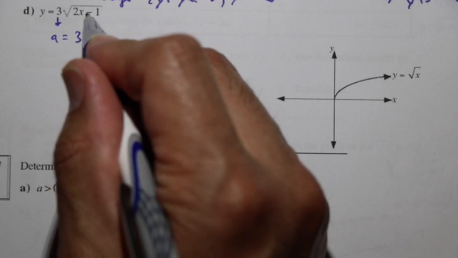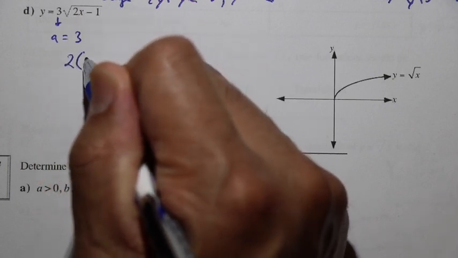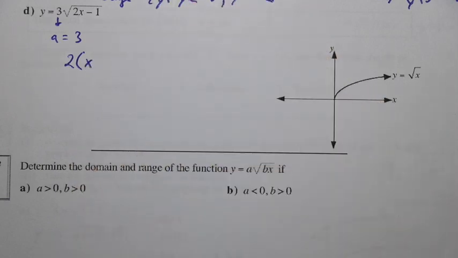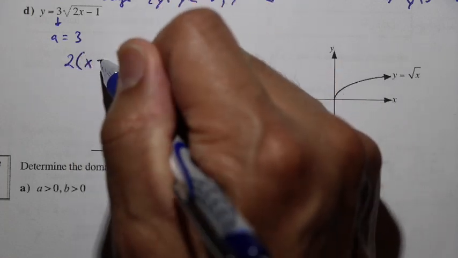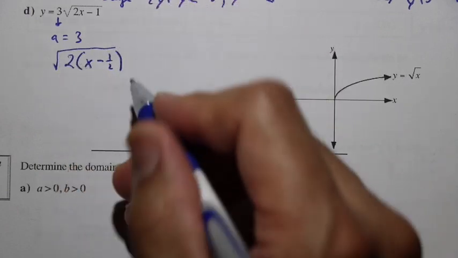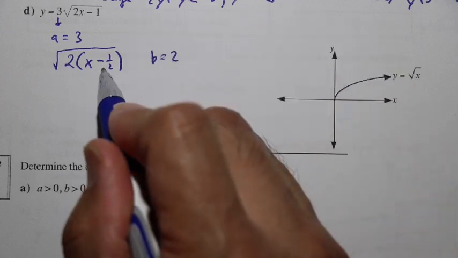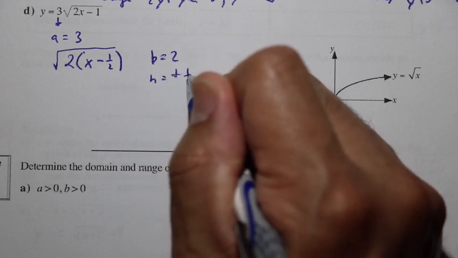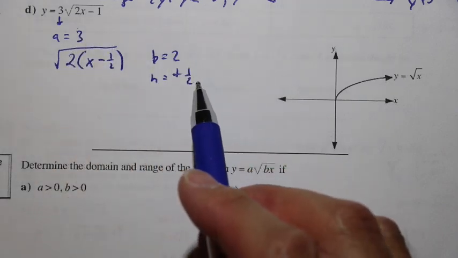And now if we go into this radicand here, we have 2x minus 1. I'm going to factor because in the original transformation formula, we have to factor that b out before we can use it. So this is x minus 1/2. That means that b is equal to 2. And then we also have an h value that is equal to positive 1/2. So a is 3, b is 2, h is 1/2.